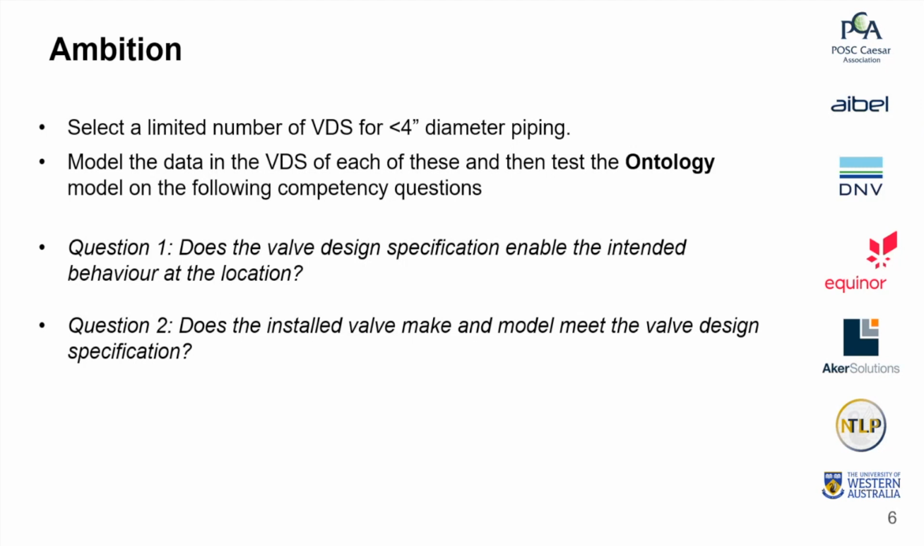What we want to do is demonstrate this on a number of VDSs. We're going to develop an ontology model, and we want to automatically answer two questions. One, does the valve design specification enable the intended behavior at the location? Given these process conditions, does the valve design specification allow us to meet those? And the second one is, does the installed valve, the proposed valve make and model, meet the valve design spec? If a vendor sends me a proposed valve, does that product meet it? And we want that checking to be done automatically and at scale.